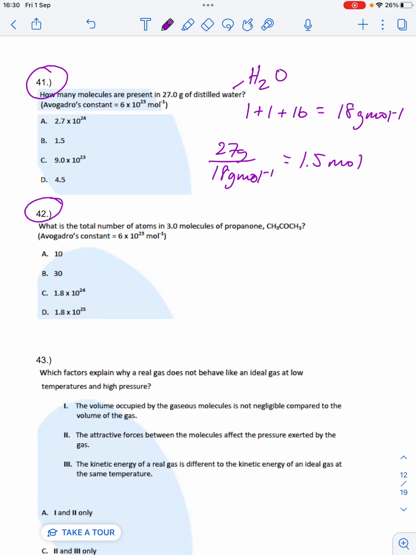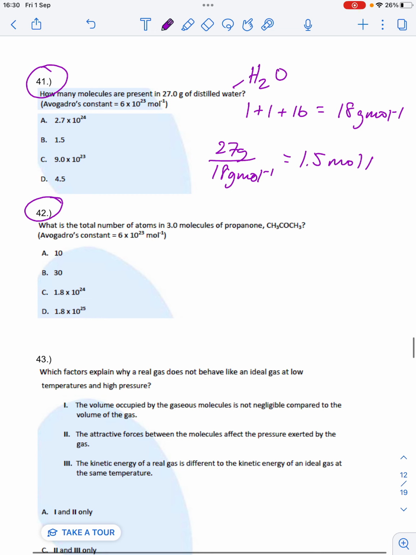Okay, and now I want to convert that to molecules. So this is the moles of H2O. Water is a molecule, so I'm simply being asked how many particles is this? 1.5 moles of anything is 1.5 times Avogadro's number.